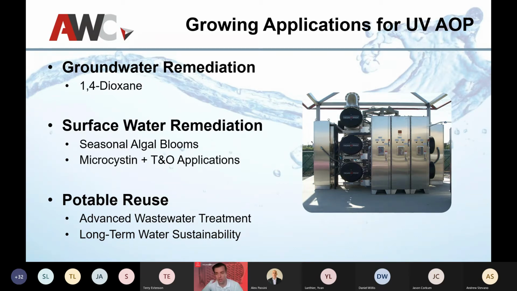Another one would be potable reuse. And when I say that, I mean advanced treatment of wastewater to such a high standard that that effluent can be reused pretty much immediately for drinking water applications. Commonly used in drought-prone areas, California, Texas, and others. And in order to provide long-term water sustainability, a UV AOP is often used for contaminant treatment in those applications as well, amongst others.